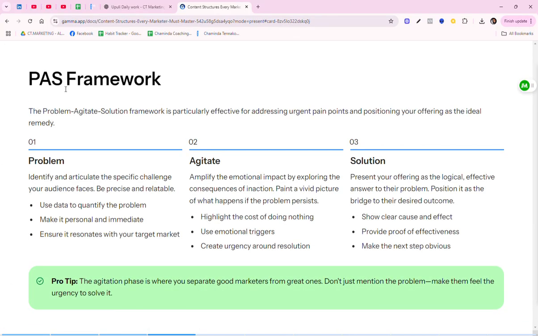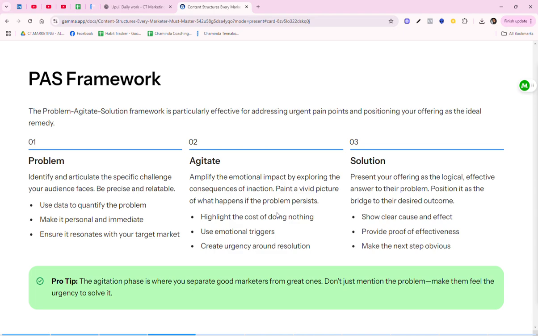The other one is PAS: problem, agitate, and solution. Problem: identify and articulate the specific challenge. For this, we have to be very precise and relatable. We can use data to quantify the problem. We can make it personal. Then we agitate, we amplify the emotional impact by saying what happens if you don't go with us. We are just showing the cost of not doing anything. So what is the cost of not taking action with us?